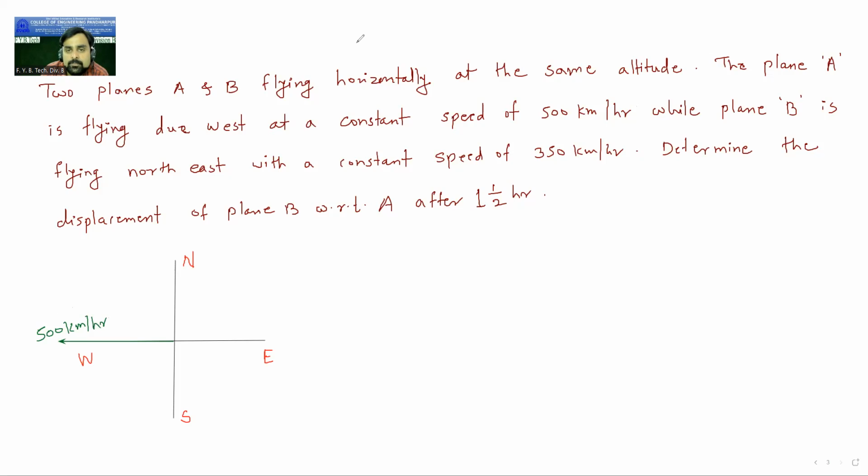Then the second plane is here, flying northeast with a constant speed of 350 km/h. Northeast means it is at the center of north and east. So northeast means it is flying like this. This direction is the northeast direction and this is 350 km/h. And if the direction is northeast, then this angle must be 45 degrees. So the angle between north and east is 90 degrees. So northeast is the center point of north and east. So the angle must be 45 degrees.